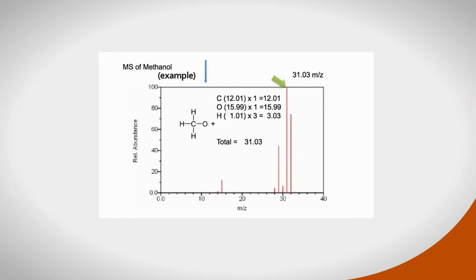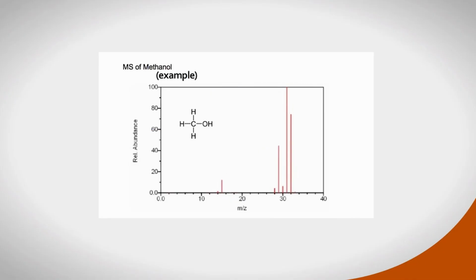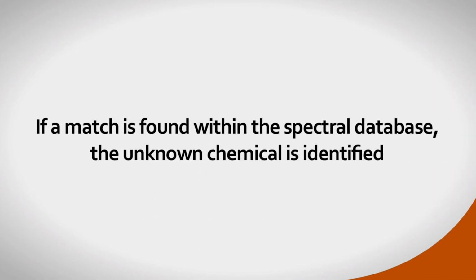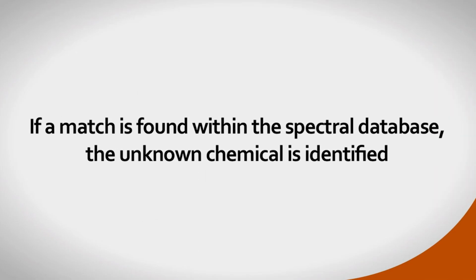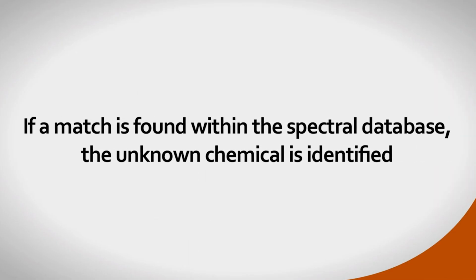Using a computer algorithm, this generated spectrum is then compared and matched against the library database containing known chemical MS spectra. If a match is found within the spectral database, the unknown chemical is identified.